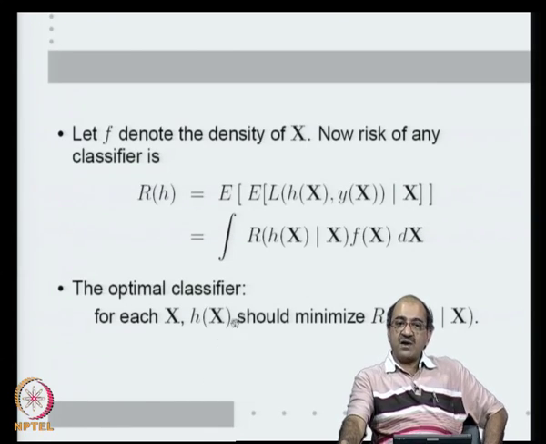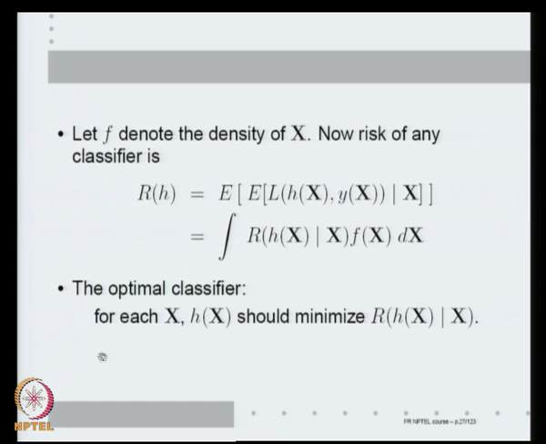So, let us look for an optimal classifier by asking that for each x, h(x) should minimize R(h(x) | x). So, we want to choose a classifier h so that for every x, R(h(x) | x) is smaller than R of anything else given x. Okay. So, that will certainly be an optimal classifier, and let us ask, is there such an optimal classifier that we can find.